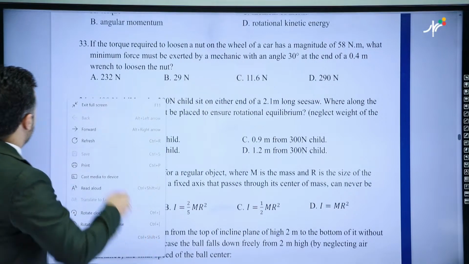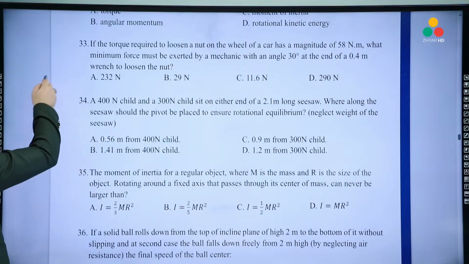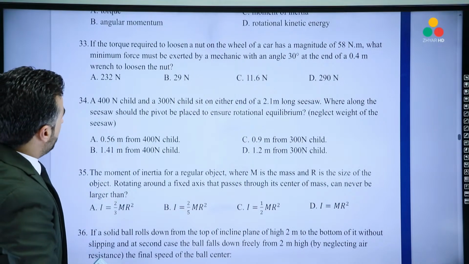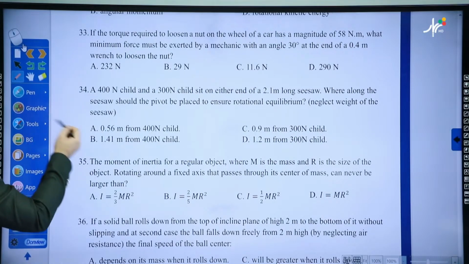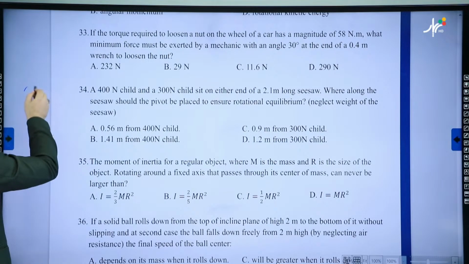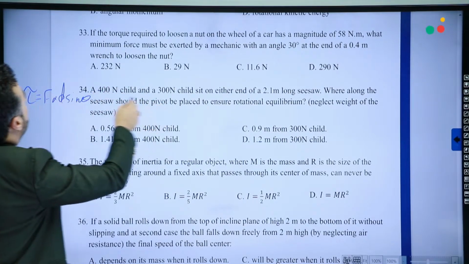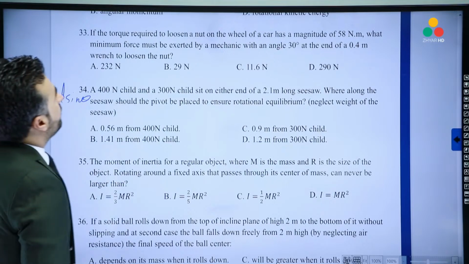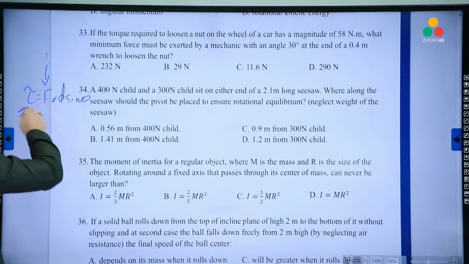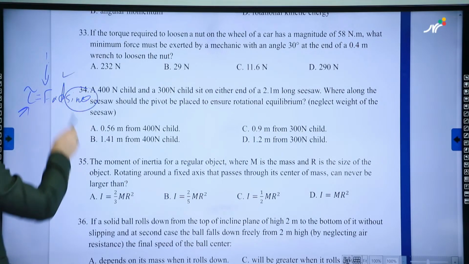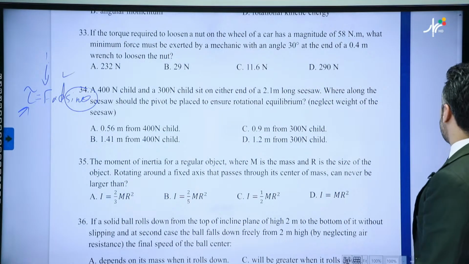All right, remember the torque, you already know that. What is the torque equal to? We know that the torque equals force times distance times sine theta. You're given the torque in here. It says find the force. What is the minimum force? So this force is unknown here. You're given the distance, you're given the sine theta, so just plug in the numbers, and you'll be able to find the minimum force in here.